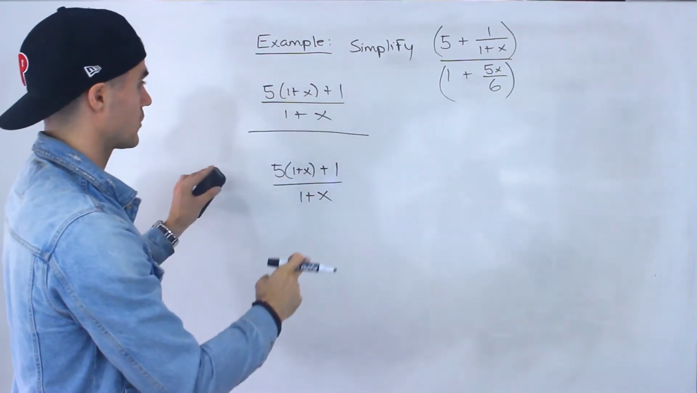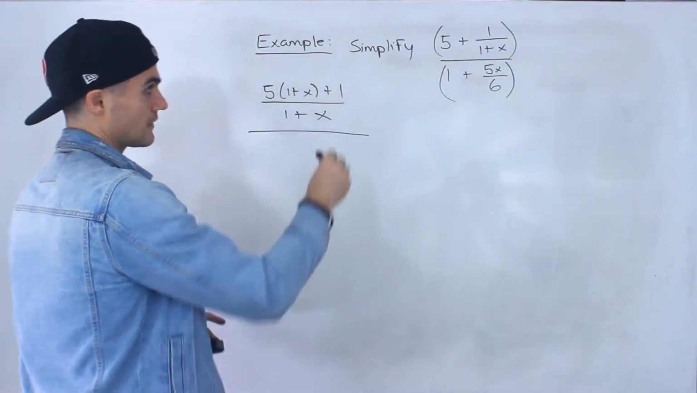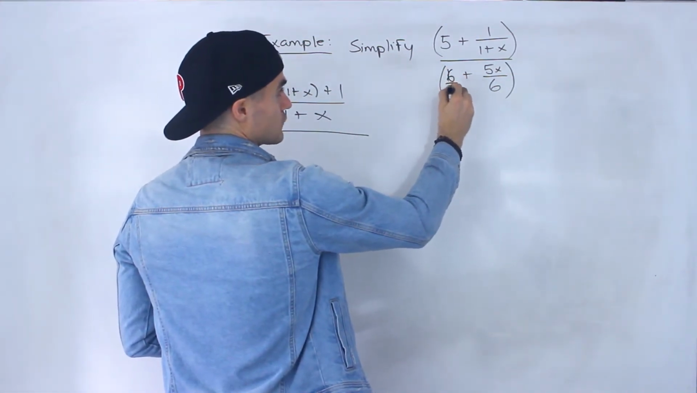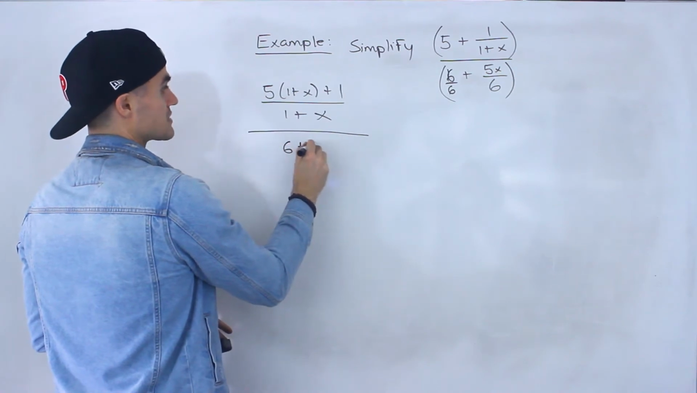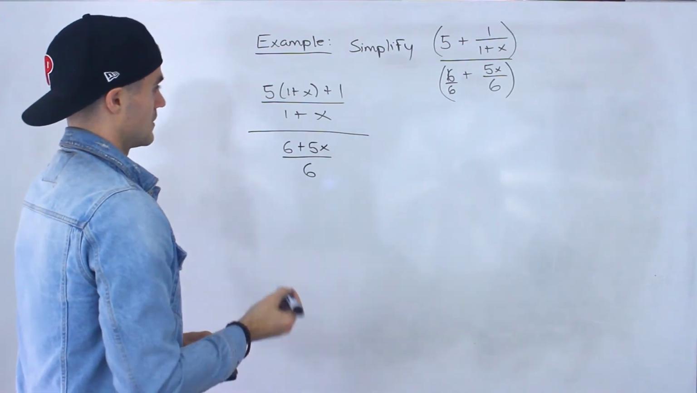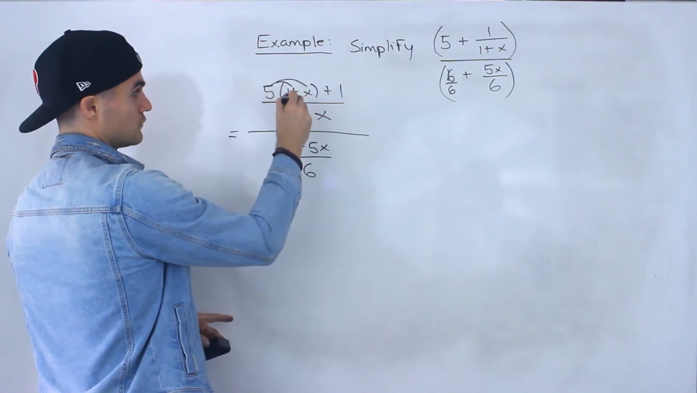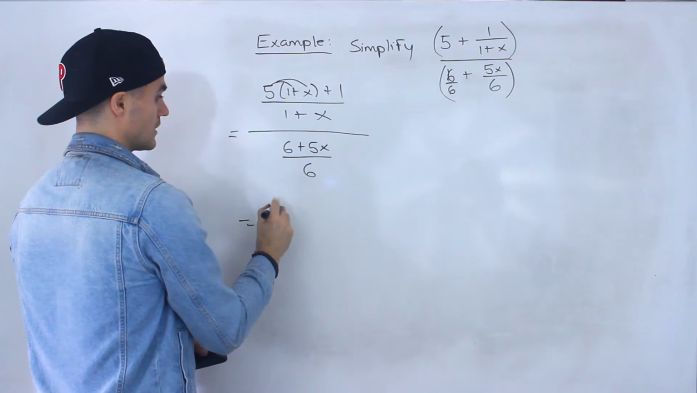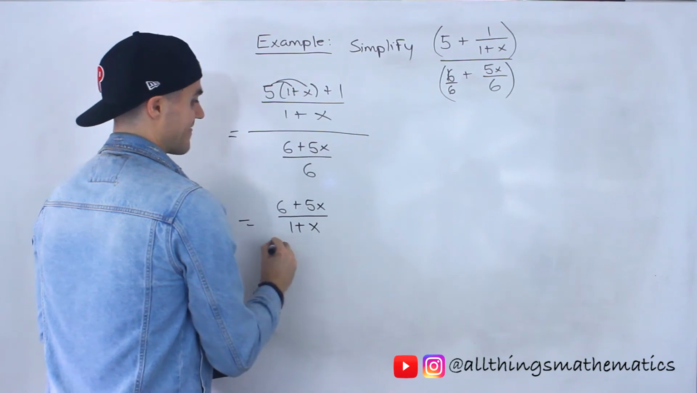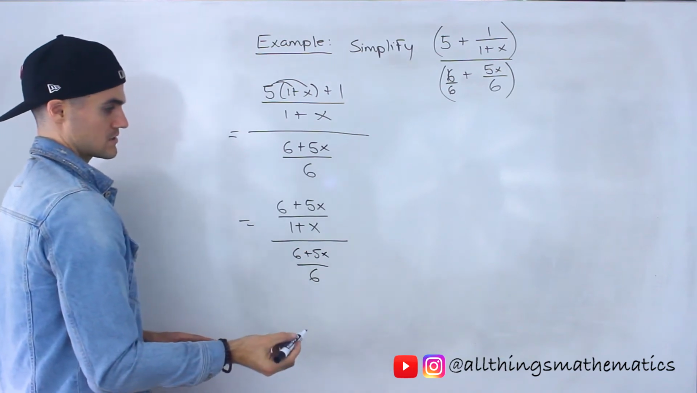Now we still have to simplify the numerator, but nevertheless, we took these two expressions and combined them into one fraction. And same thing for the denominator. Basically, this 1 we can turn into 6 over 6. So we end up having 6 plus 5x, all over 6, like that. Now if we simplify further, distribute the 5 in, so we'll have 5 plus 5x plus 1. So we end up with 6 plus 5x all over 1 plus x, divided by 6 plus 5x all over 6.